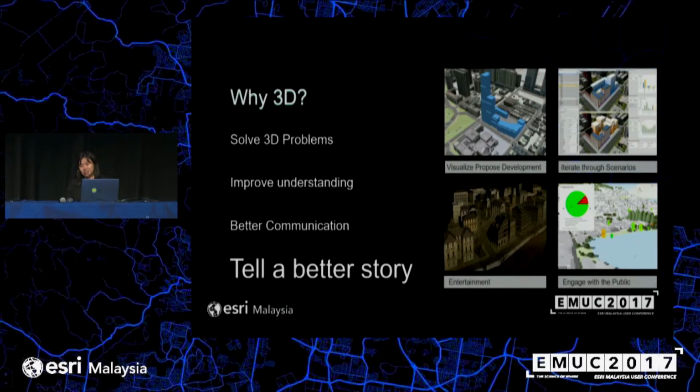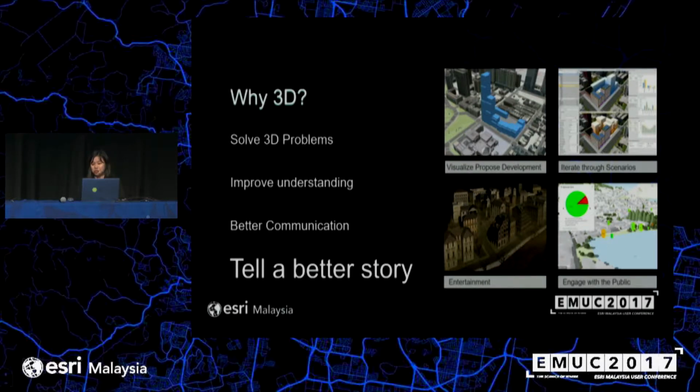For example, in Austin, they plan to build a railway system. But before they can start the development, they need to show how this development will benefit or impact the economy as well as the neighborhood. So they use our ArcGIS system to visualize the development and show it to the stakeholders and the public for easy understanding as well as for better communication.